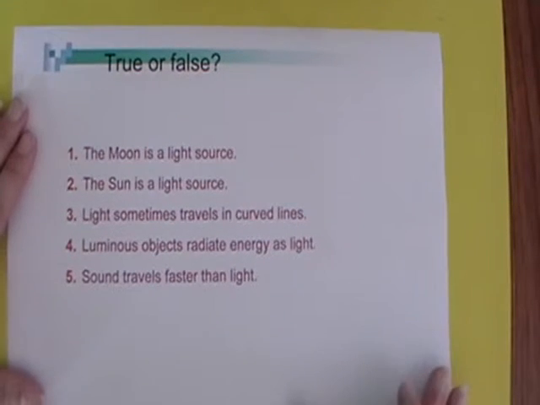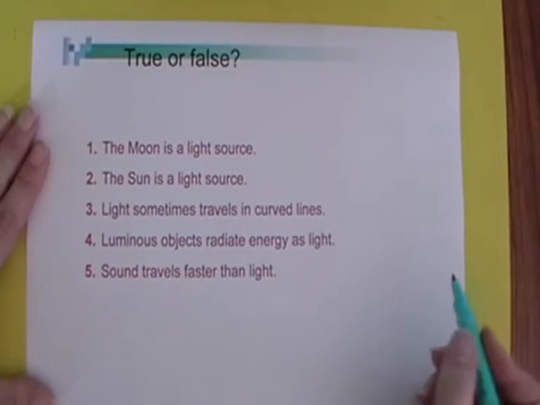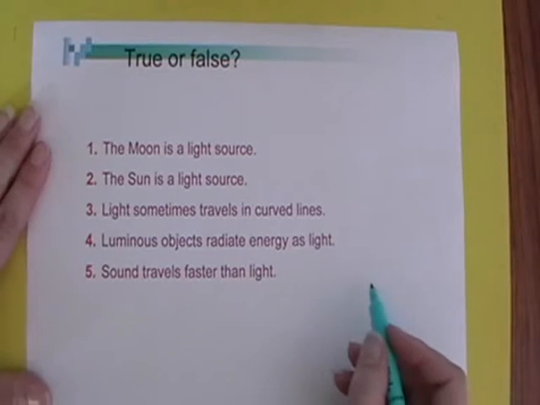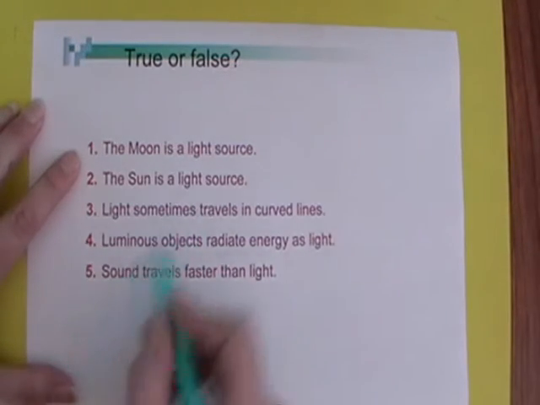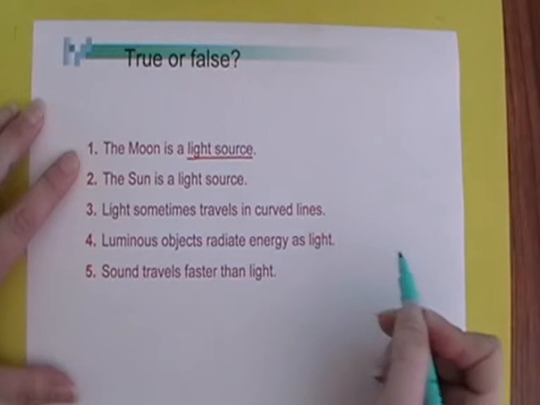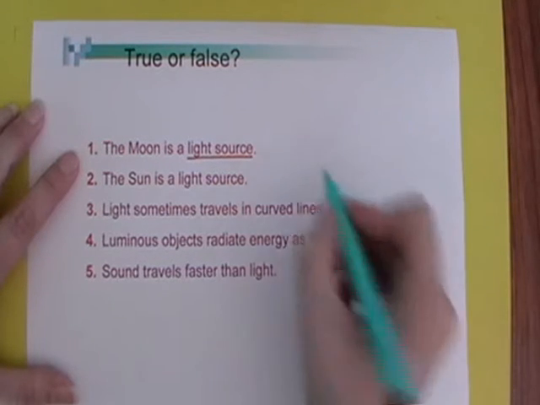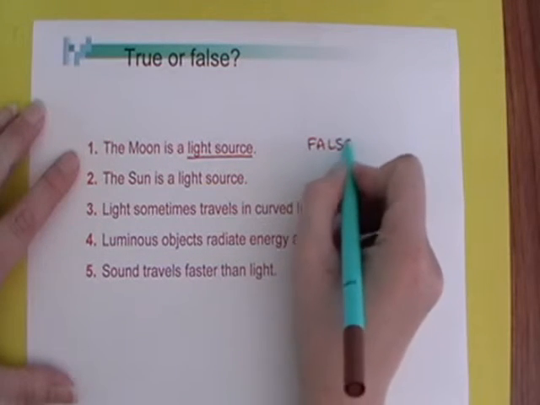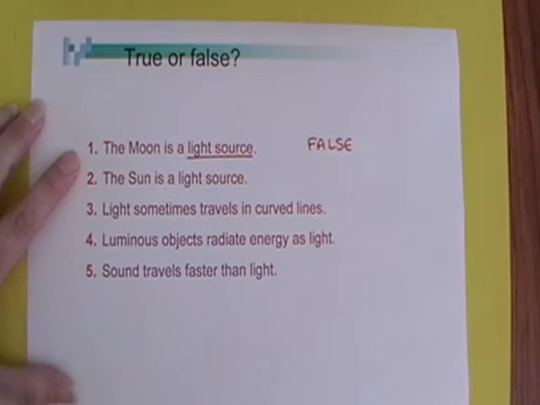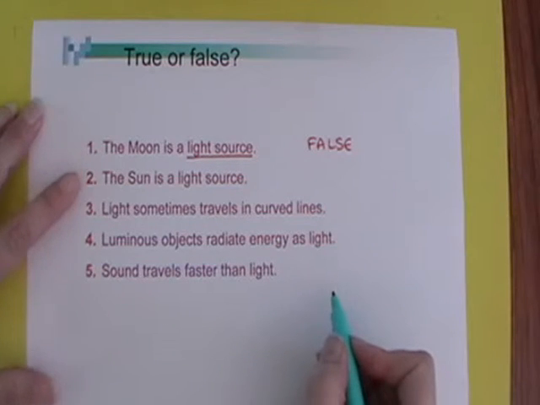And just to have a look at some other statements. Are these statements true or false? The moon is a light source. Let's remind ourselves, a light source means that it gives out light. And although the moon appears to be bright, this statement is actually false. The moon reflects light from the sun to our eyes. So we only see the moon because it is reflecting light produced by the sun. It does not actually produce its own light.